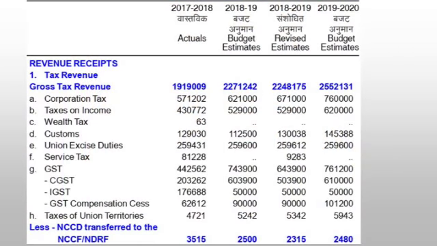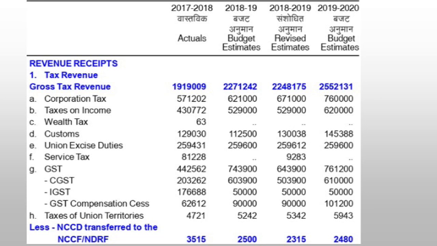So these are the various schemes where the central government has given. Now friends, already we have seen. Now let us have a quick look over the breakup of the taxes.